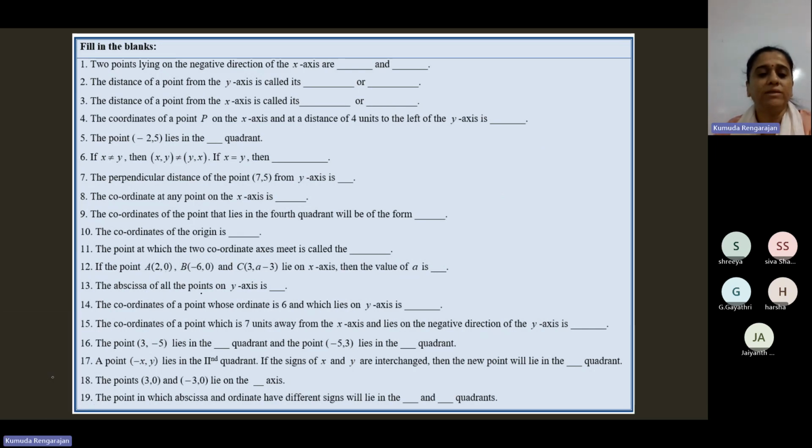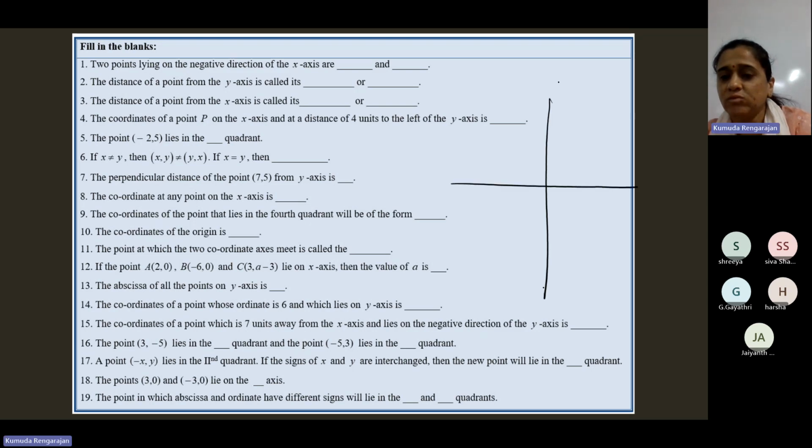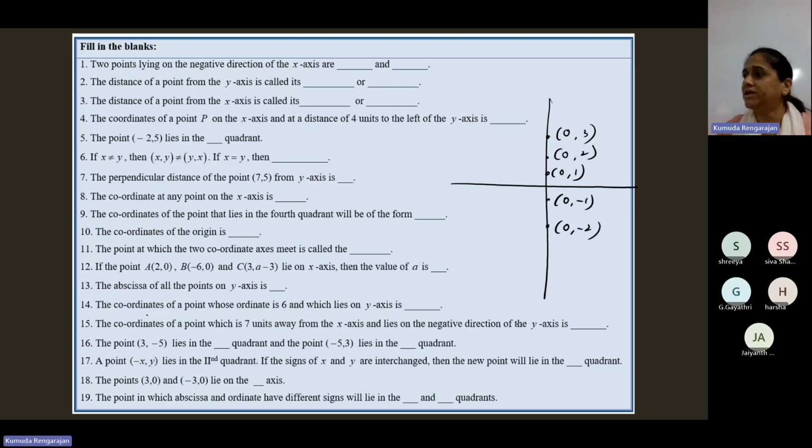The abscissa of all the points on the y-axis is... On the y-axis we have (0, 1), (0, 2), (0, 3), (0, -1), (0, -2). So the abscissa is nothing but the x-coordinate. So the abscissa of all the points on the y-axis is 0.